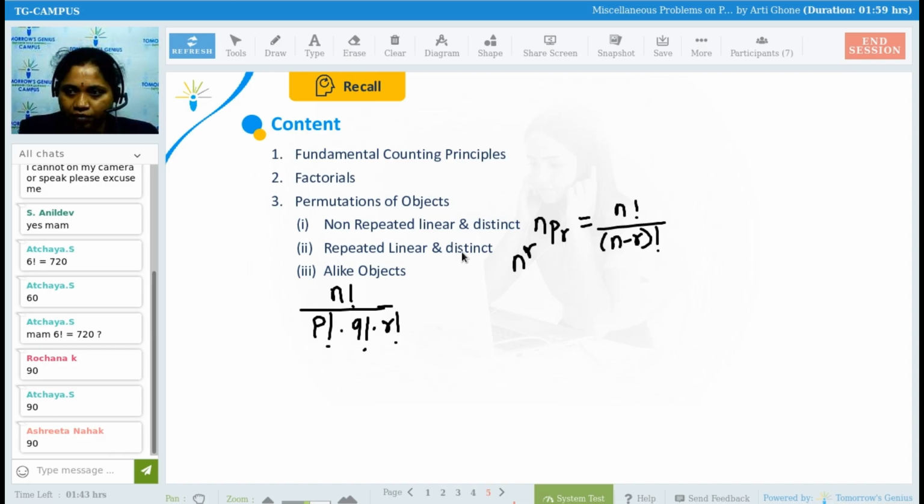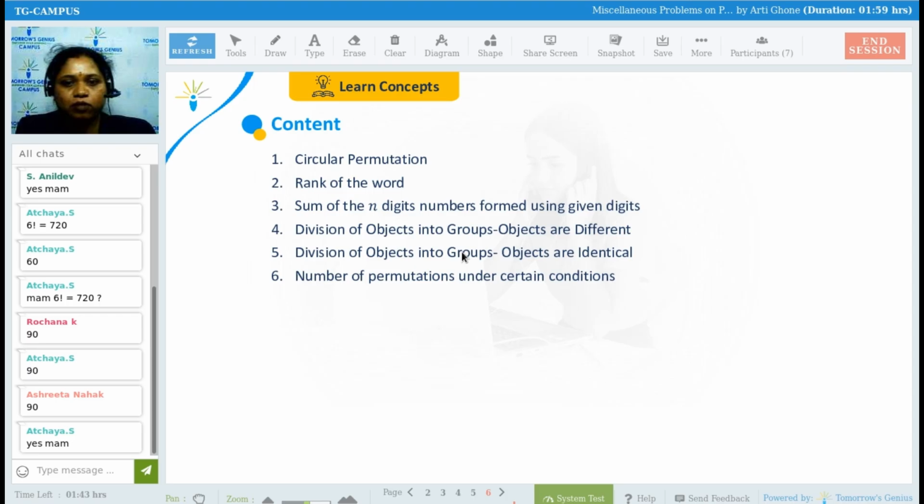Okay, done. Next. Today's content to learn is circular permutation, rank of the word, and sum of the n-digit numbers. Two extremely important types are here: rank of the word and sum of the n-digit numbers. I'll show that all of today's JEE questions are from these two topics only.